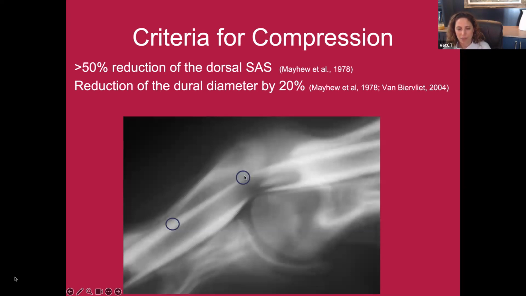So if the narrowest point compared to the more normal intravertebral subarachnoid space is 50% less, then that's an indication that there's compression of the spinal cord. And the second one is reduction of the dural diameter by 20%. So if this line is 20% or more reduced relative to this line, then that tells you there's compression.